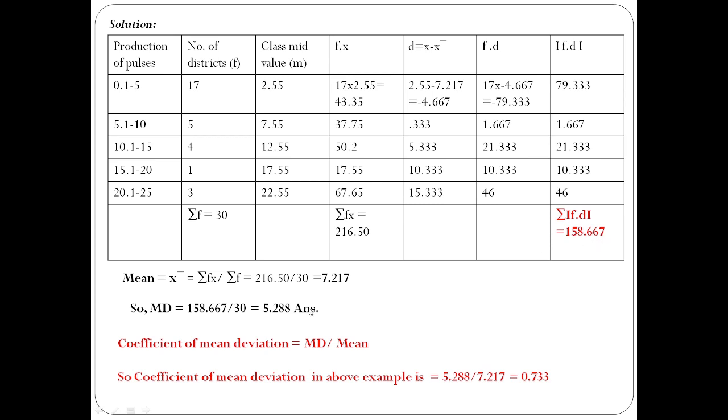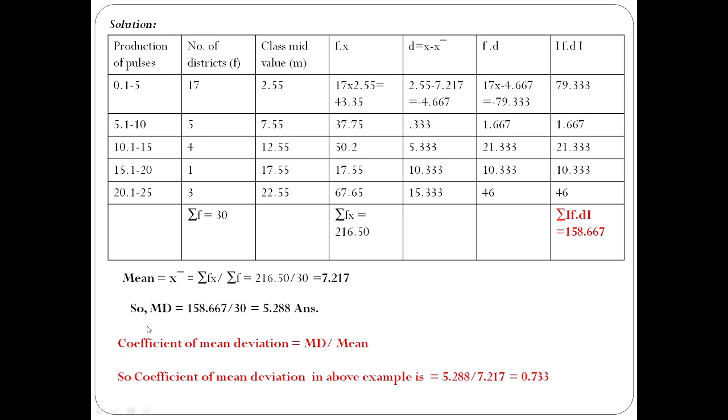So now the formula for calculation of the mean deviation is the same, that is summation of FD by summation of F, that is 158.667 divided by 30, which is equal to 5.288. Okay, so now another term, that is the coefficient of mean deviation.